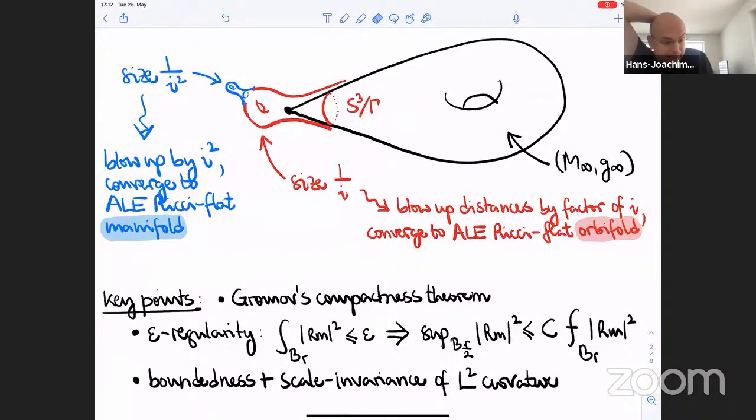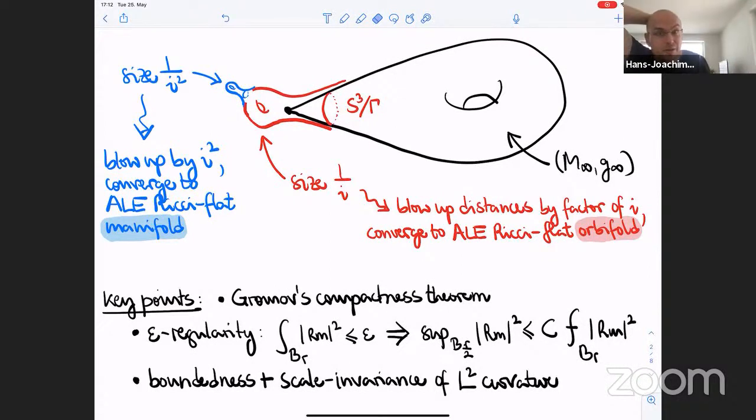So this was back in the early 90s or even the late 80s. What has happened since then is mainly that people have looked at the higher dimensional versions of this convergence theory. And of course, the L2 norm of the curvature is no longer scale invariant. It's subcritical with respect to scaling.